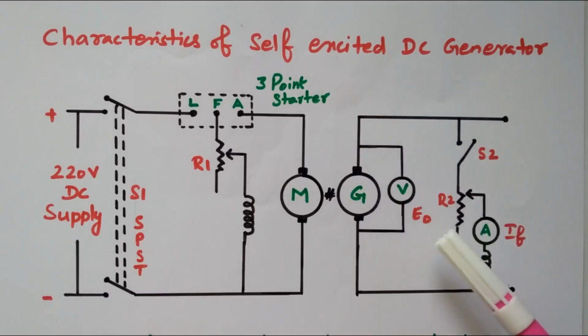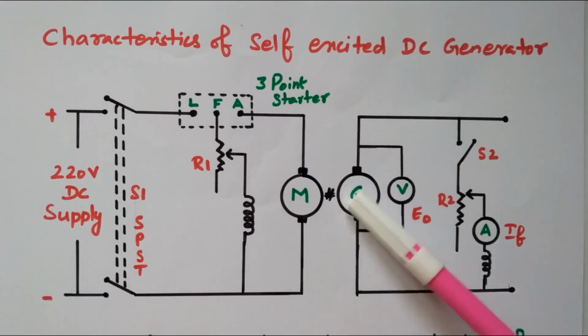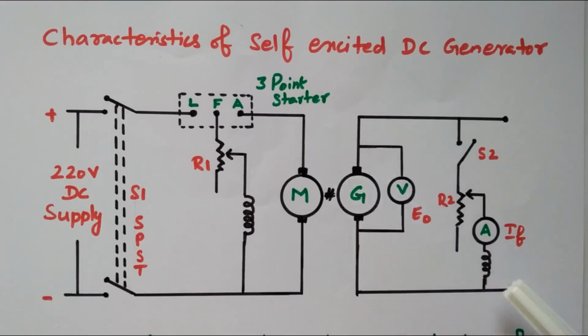So we know that there are two important parts in the generator, that is armature and field. So this is the field coil, this is armature. Armature is the rotating part, field is the stationary part. The magnetic field is created in the field winding. So here both are connected in parallel. With this armature, the field winding is connected in parallel, so that it is called a self-excited.